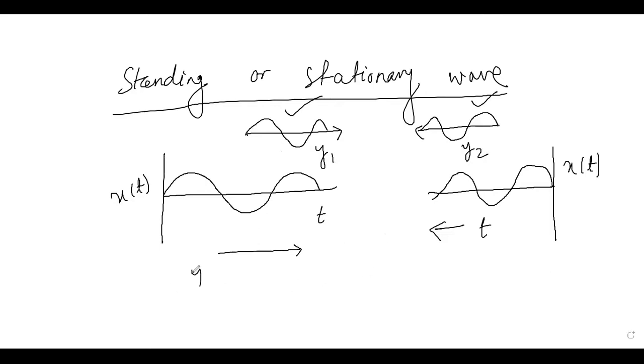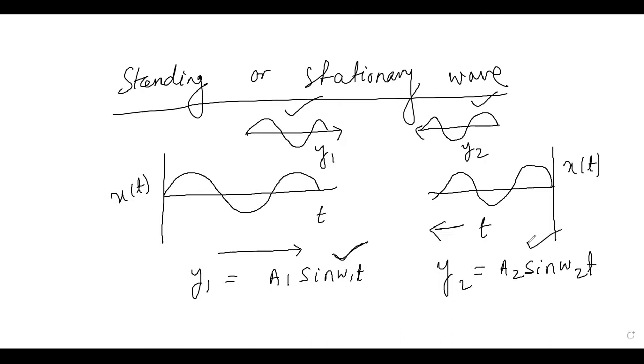Suppose I write y1 is equal to a1 sine omega1 t in general, and y2 is equal to a2 sine omega2 t. So I wrote two different equations for the two waves. Here we are going to use some mathematical constraints to get this standing wave.